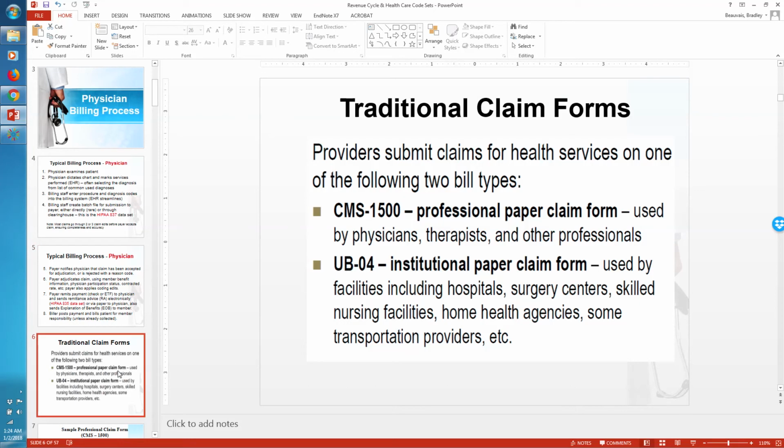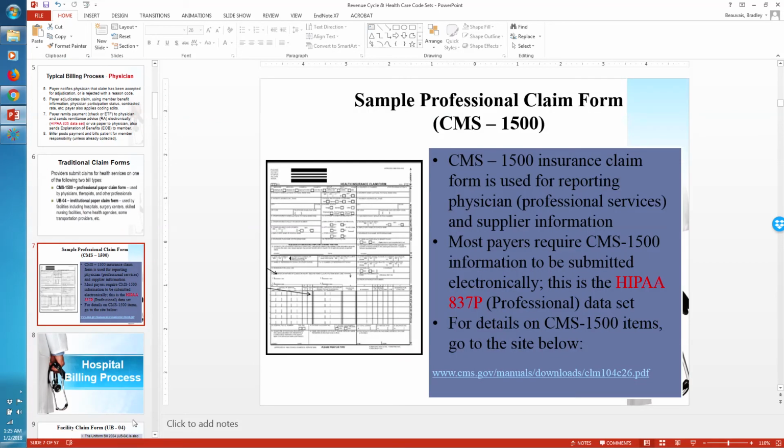Some forms that you will hear a lot about are the CMS 1500. That's your professional paper claim form, and the UB04, the institutional paper claim form. Okay. These, of course, have morphed into increasingly electronic versions. Okay, so just for your familiarity, this is what a CMS 1500 looks like.